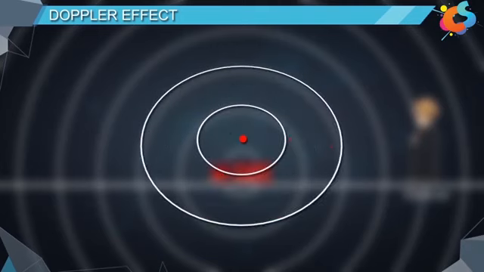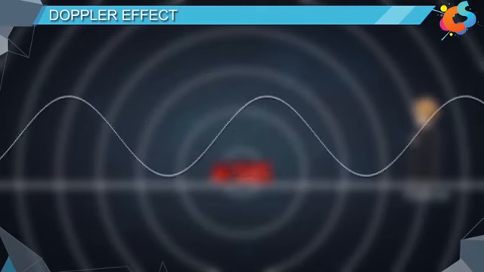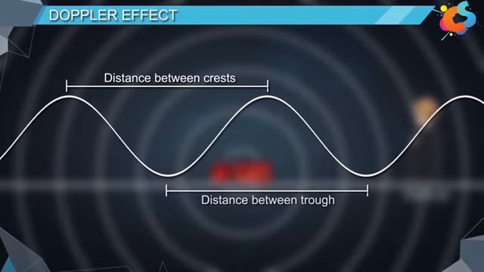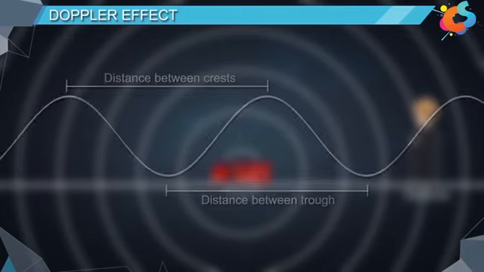The wavelength is the distance between two wave fronts. It is also the distance from the crest of one wave to the crest of the adjacent wave, or the distance from the trough of one wave to the trough of the adjacent wave.